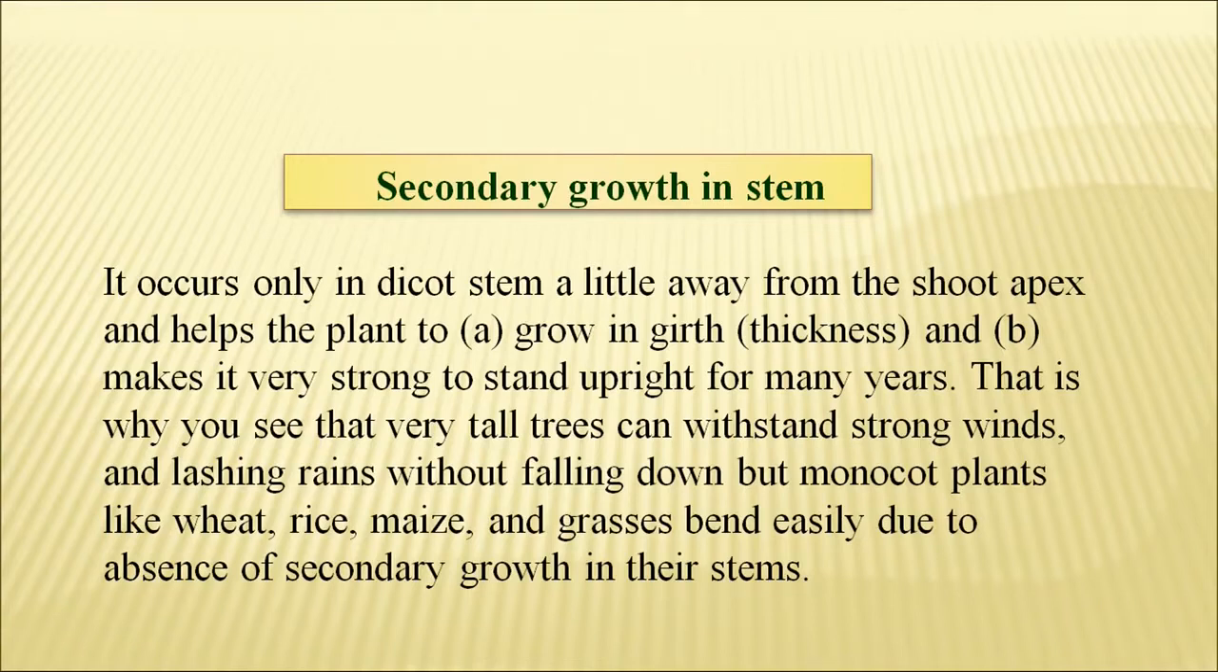But monocot plants like wheat, rice, maize and grasses get easily washed off because there is no secondary growth in their stems. So, you get to hear that if there is heavy rain in the wheat crop, then there is a lot of loss happening and farmers really suffer that loss, because monocots have weak stems and they fall down because of the rains, hence this loss.